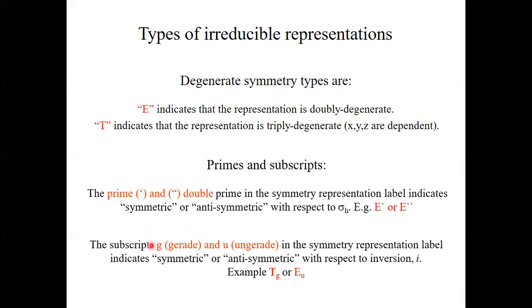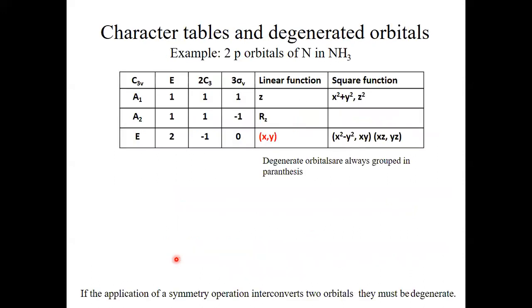We can also have subscripts like g and u. So g comes from the German word gerade, meaning even, and u comes from the German word ungerade, meaning odd. And g means you have a situation symmetric relative to the inversion center, and u means that our situation is antisymmetric with regard to inversion. So again, symmetric means the algebraic sign doesn't change. Antisymmetric means the algebraic sign changes. Okay.